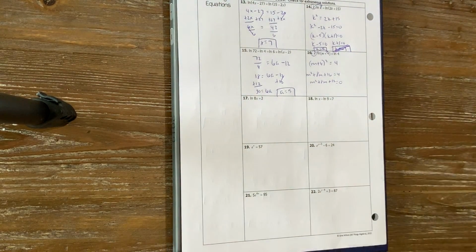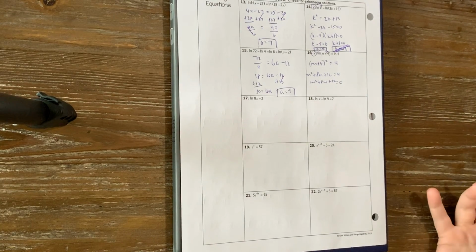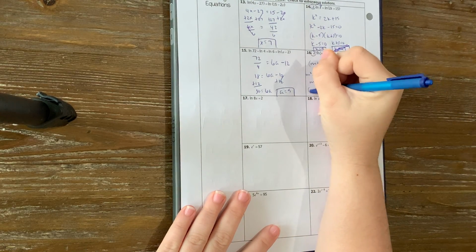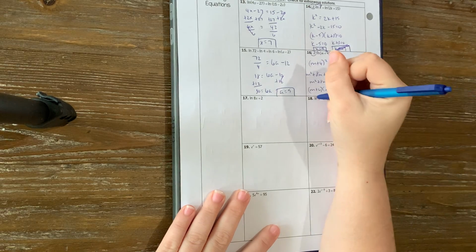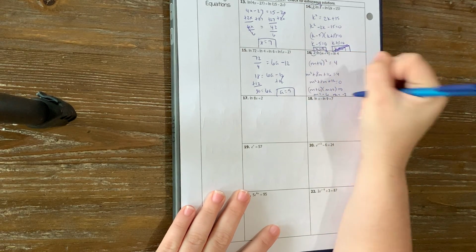Okay, now can we factor this? Do we have numbers that multiply to get 12 and add to get 8? Yes, we have 6 and 2. So m plus 6 and m plus 2. And that becomes m equals a negative 6 and m equals a negative 2.